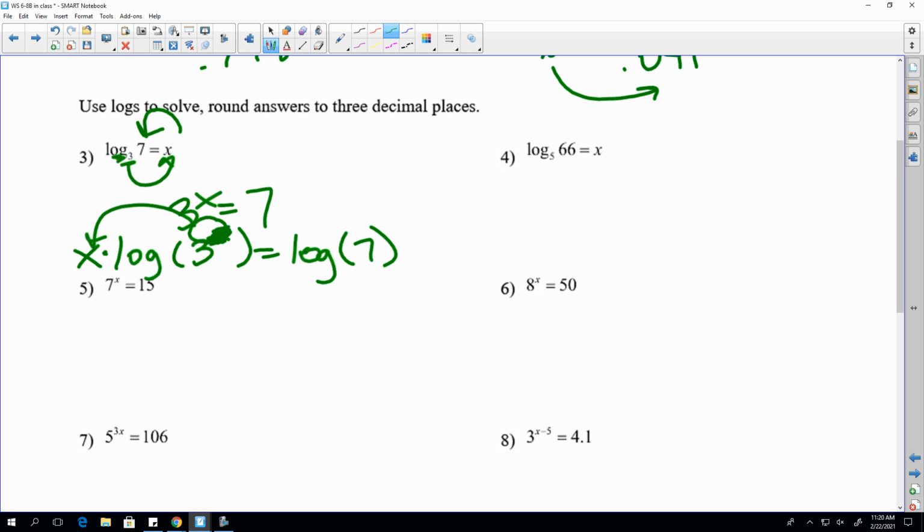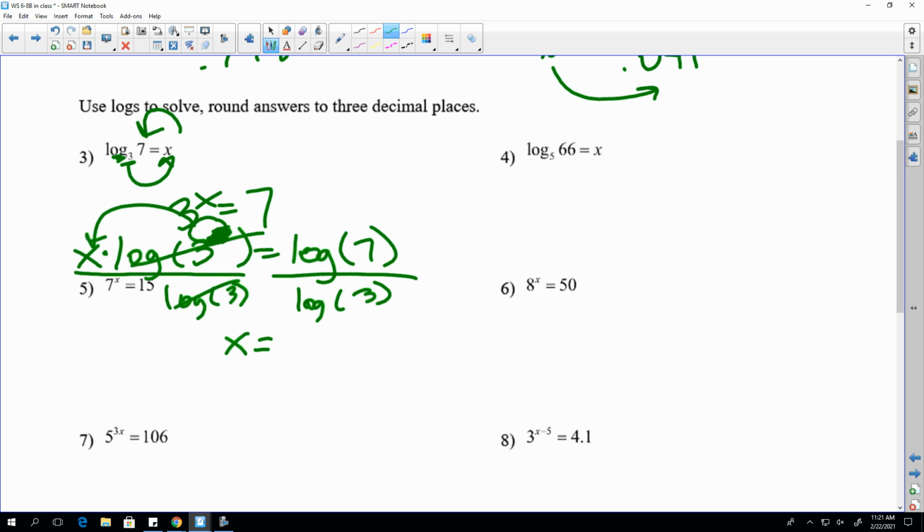So how will we solve for x now? It says x times log of 3 equals log of 7. How are we going to get that x all by itself? Yeah, we're going to divide by log of 3. All right. Okay, so this is when we're going to need our calculator.